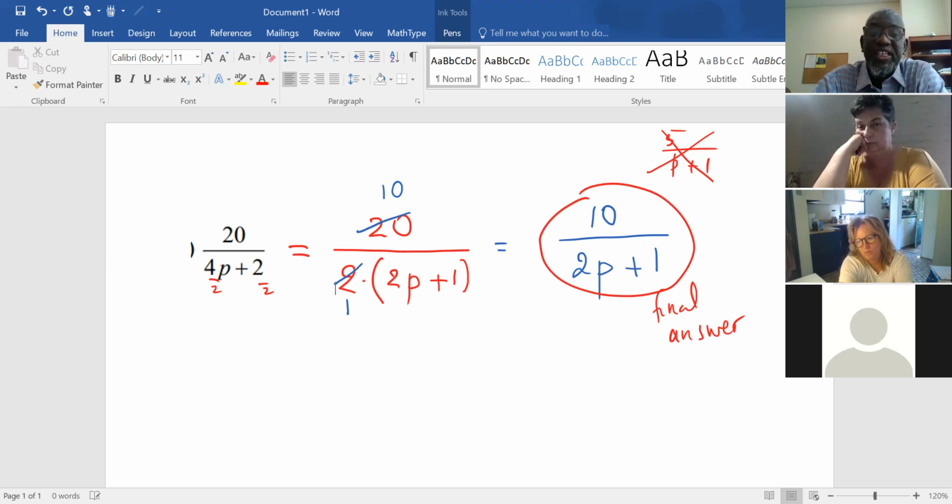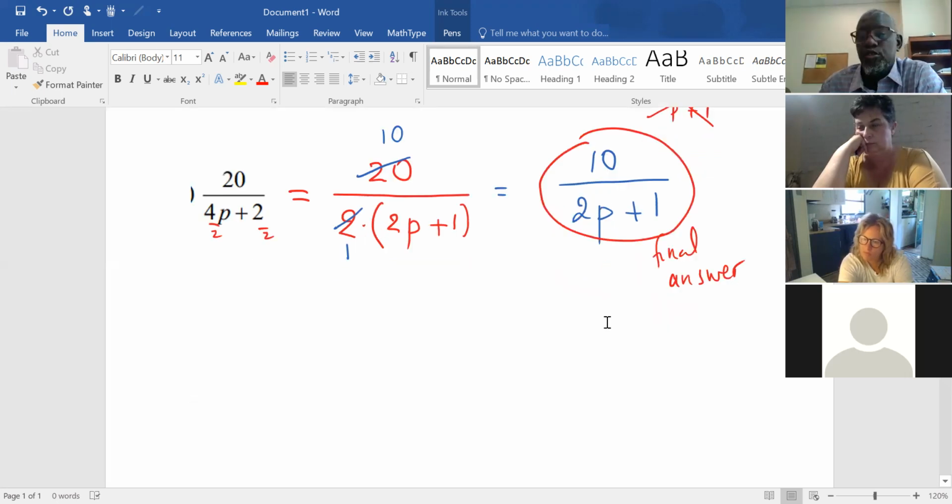So simplification, we don't push too much. We have to know when to stop, basically.